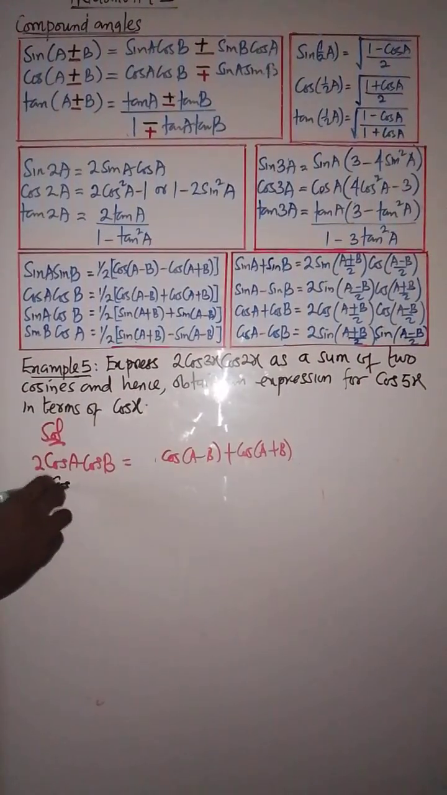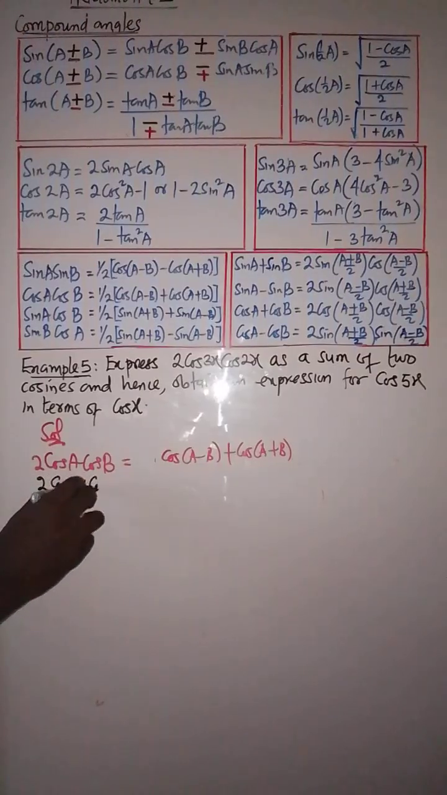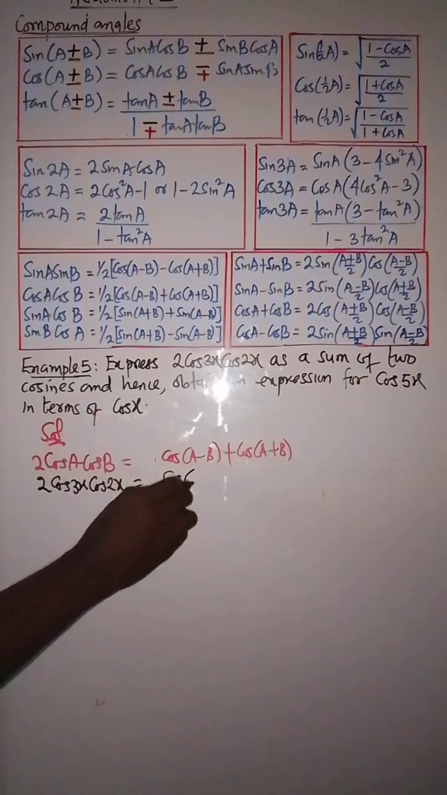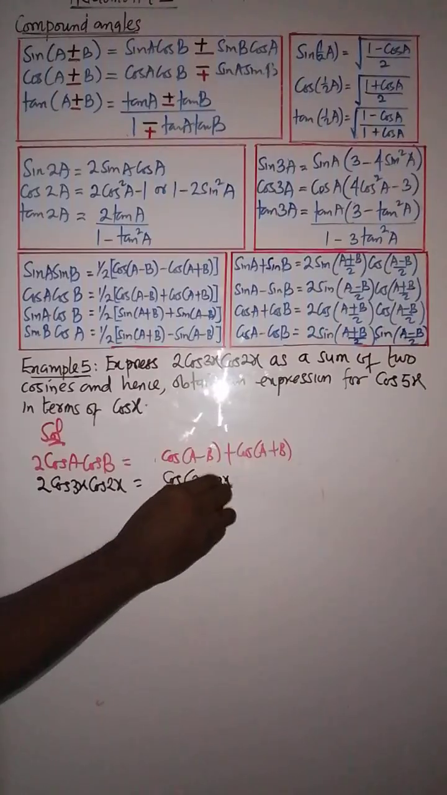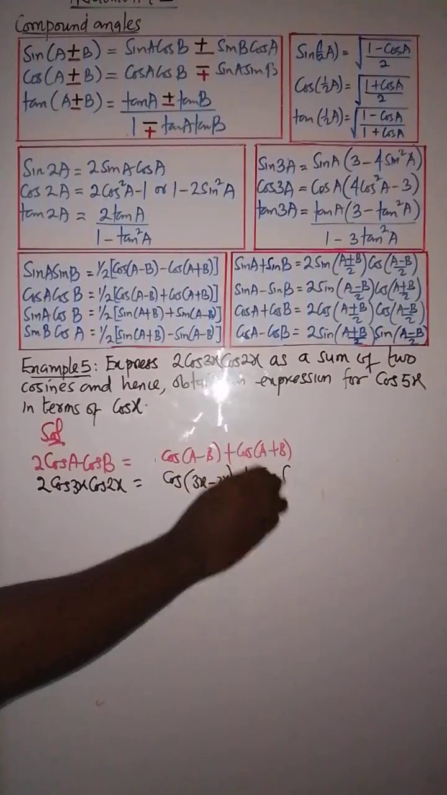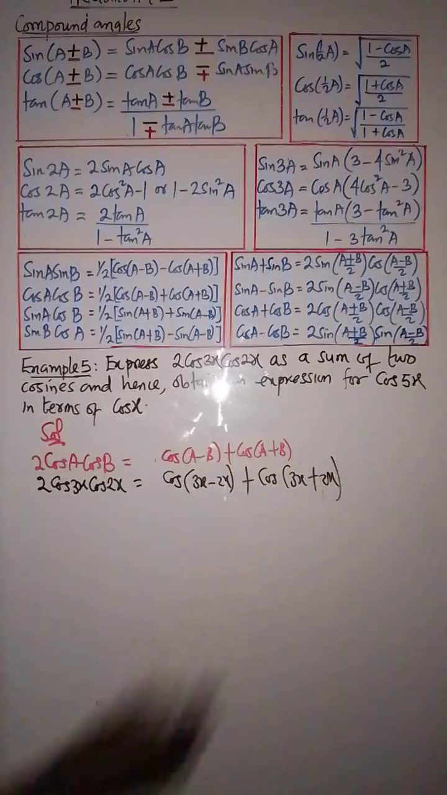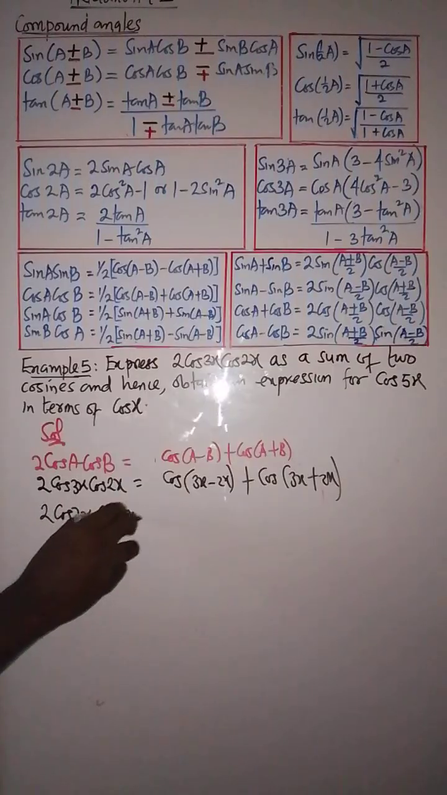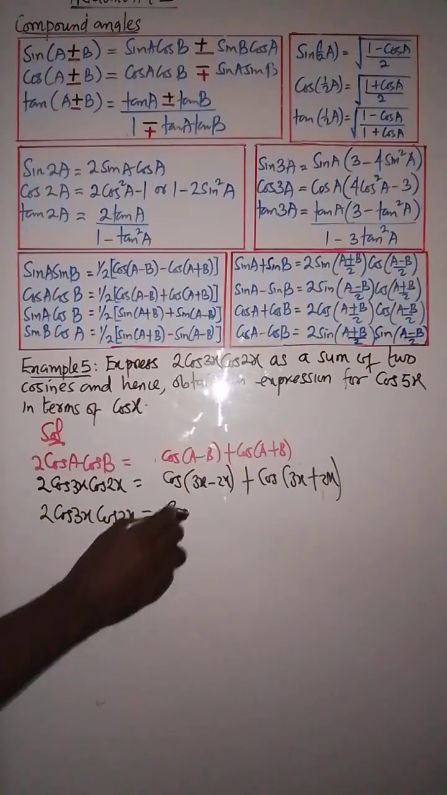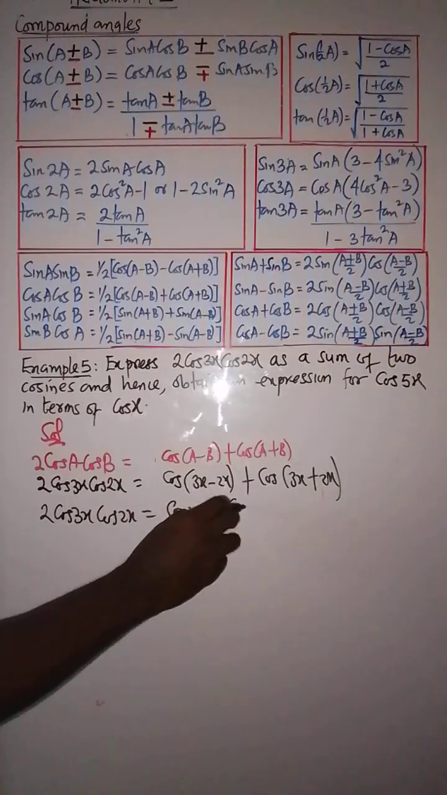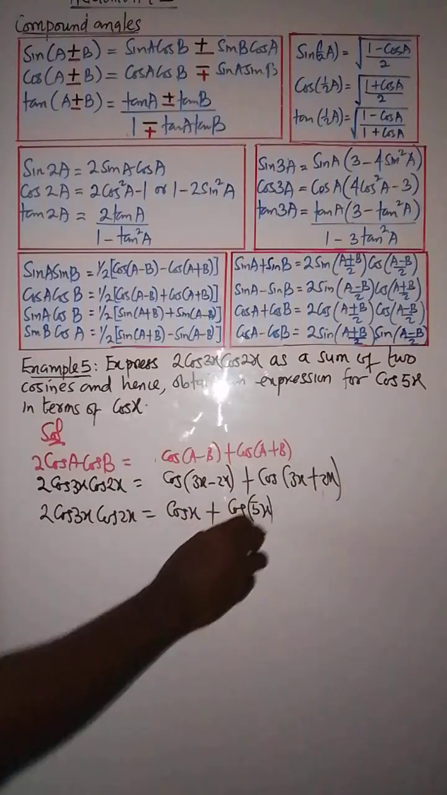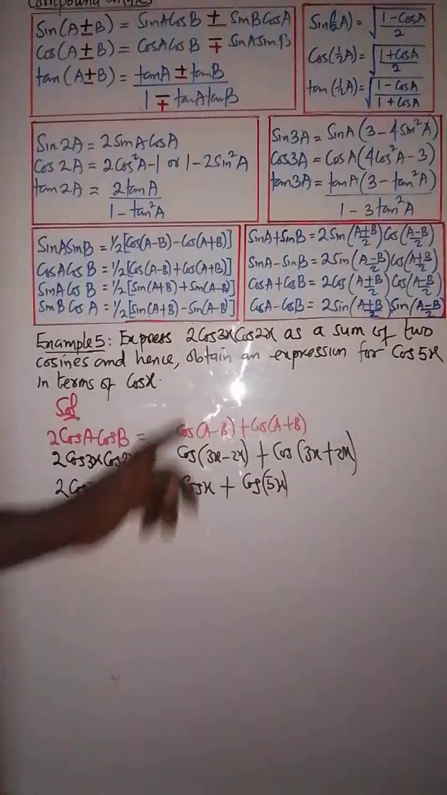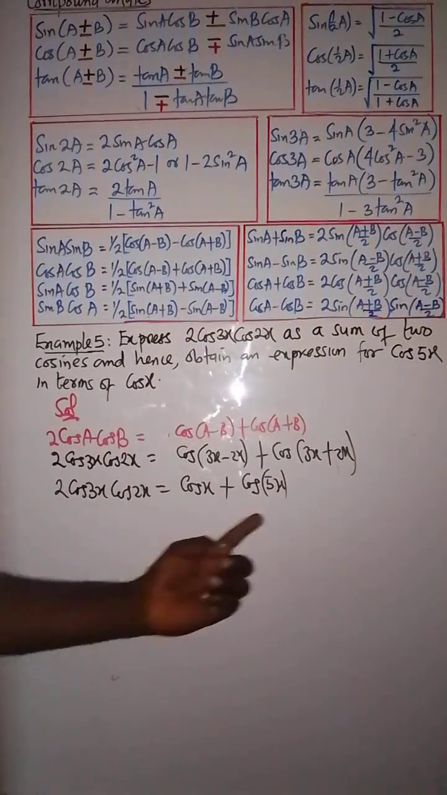We have 2 cos 3x cos 2x. This means a is 3x, b is 2x. A is 3x, b is 2x, plus a is 3x, b is 2x. So it means 2 cos 3x cos 2x equals, what do you have here? Cos x plus cos 5x.